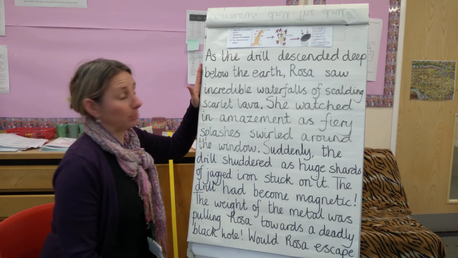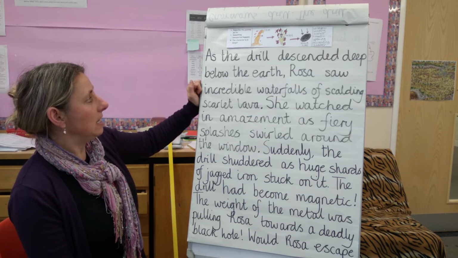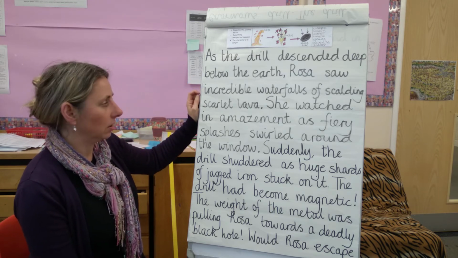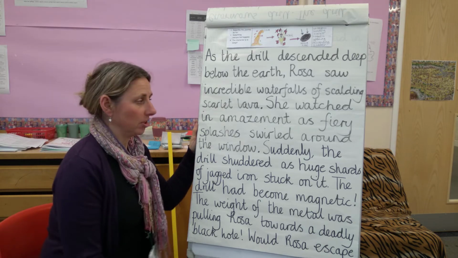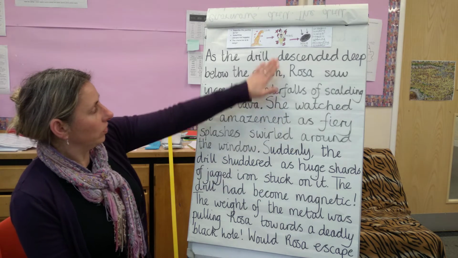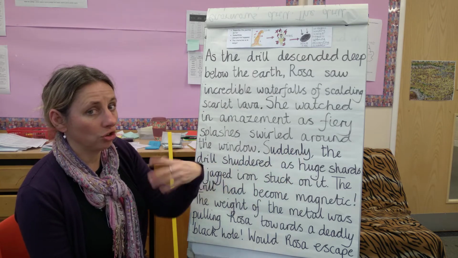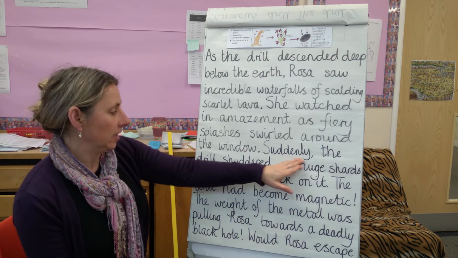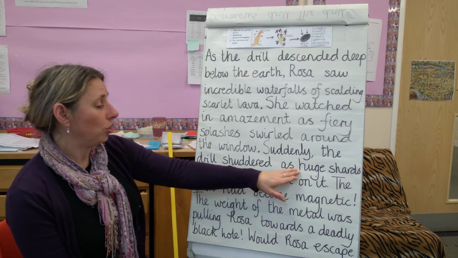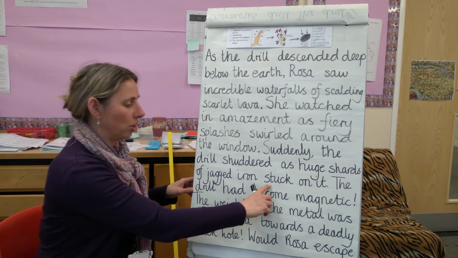Okay, so I finished mine. So we'll just remind ourselves of what I wrote. As the drill descended deep below the earth, Rosa saw incredible waterfalls of scalding scarlet lava. She watched in amazement as fiery splashes swirled around the window. Now we've got this bit here, so this is when the danger starts. So I've used suddenly to introduce that element of danger. Suddenly, the drill shuddered, so that means shook really violently, as huge shards, so shard is like a piece of jagged iron, stuck on it.